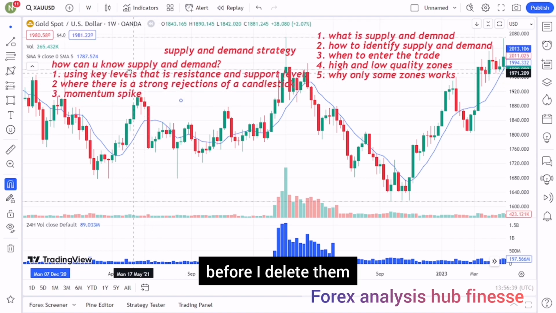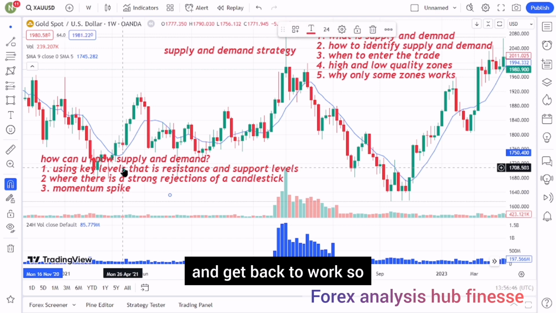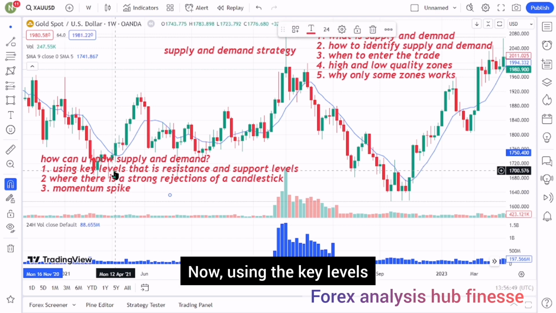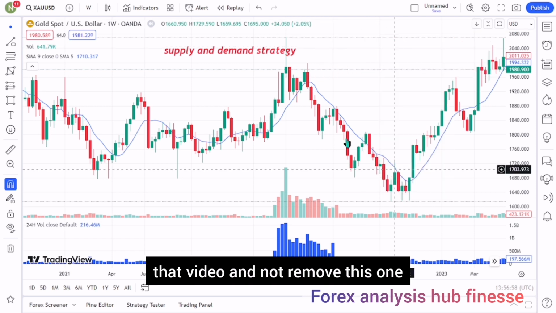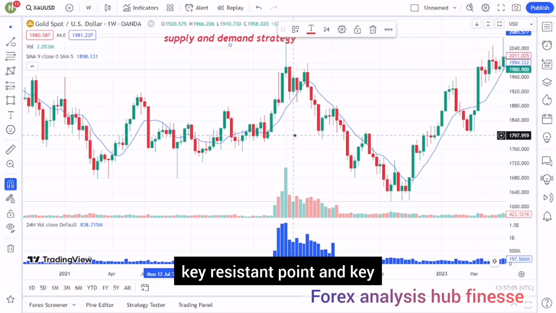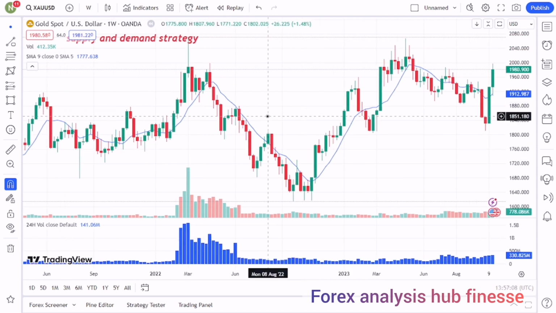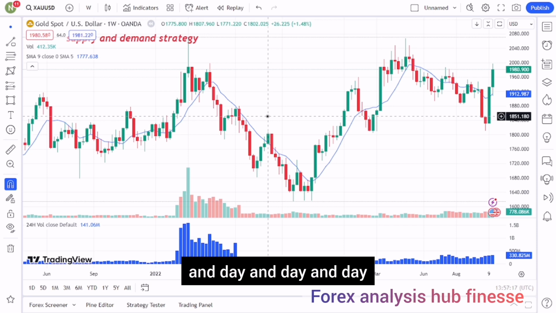Before I delete them, I want you to write them somewhere, because I want to get back to work so that I can show you how to do them. Now, using the key levels, that is the resistance and support levels, let me first remove these things. If you have not written them, you can go back to that video. The first thing you should know is the key resistance and key support points. The history of trading repeats itself day and day. What the trade did 10 years ago, it can do right now, and it can do in the future.